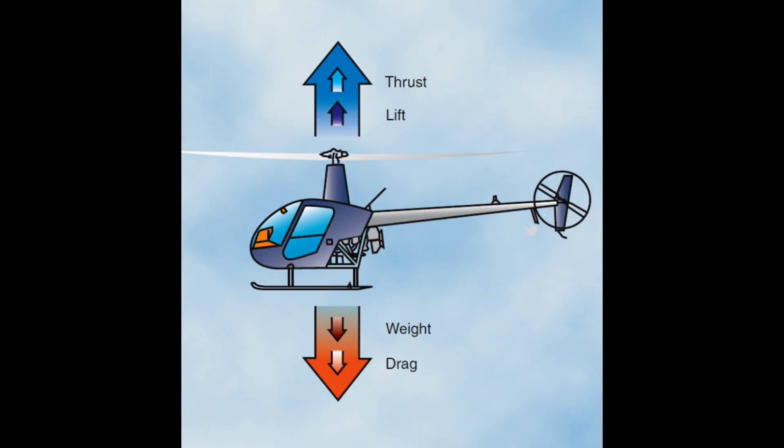Drag. The force that resists the movement of a helicopter through the air and is produced when lift is developed is called drag. Drag must be overcome by the engine to turn the rotor. Drag always acts parallel to the relative wind. Total drag is composed of 3 types of drag: profile, induced, and parasite.